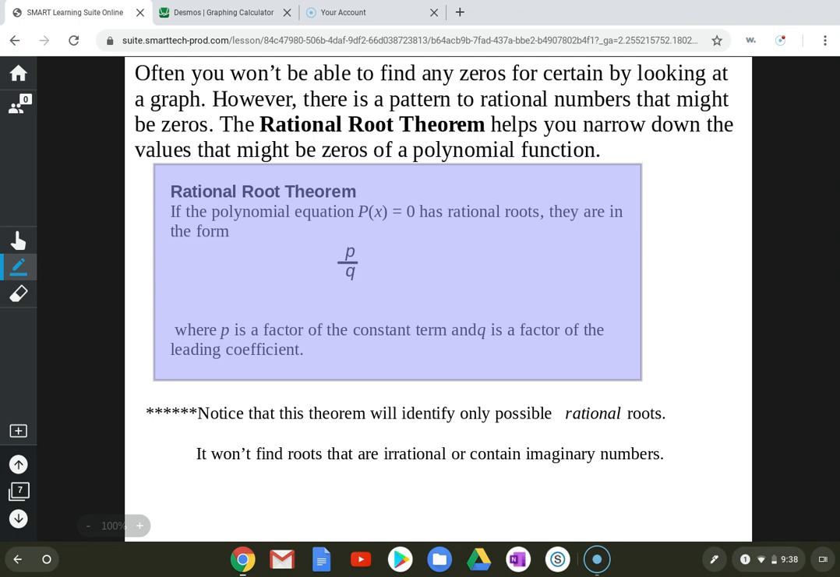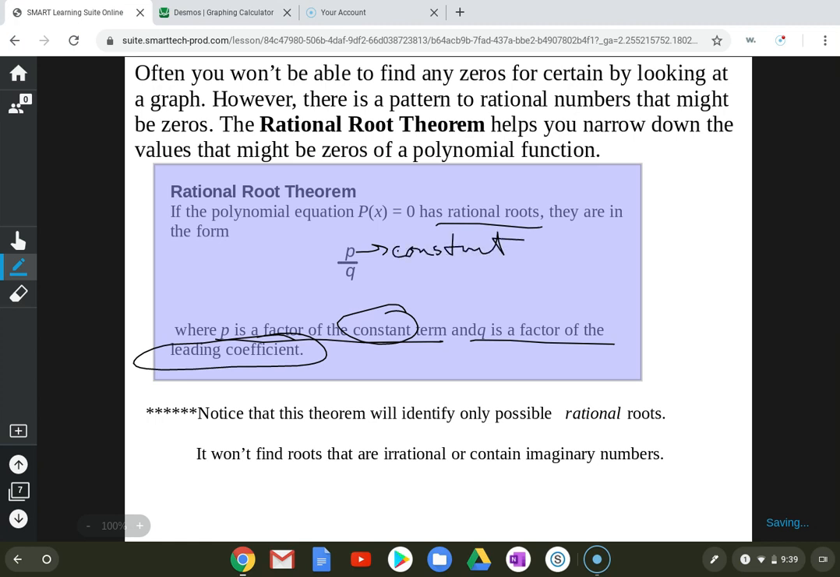So what it says is all rational roots must be of the form P over Q, where P is a factor of the constant term and Q is a factor of the leading coefficient. So what you end up with is all the factors of the constant over all the factors of the leading coefficient. All possible factors, positive and negative, have to be considered.